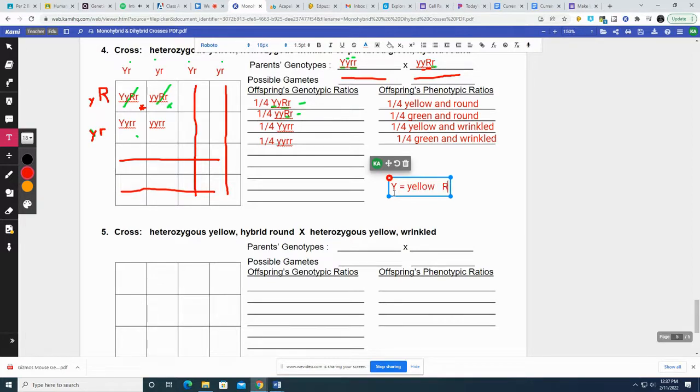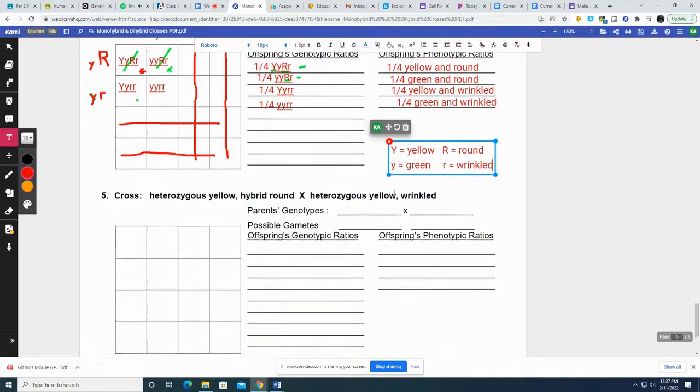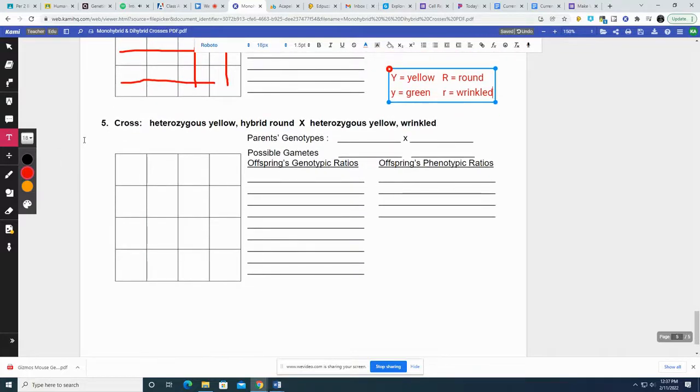What is it? Big R equals round. Little y equals green. And little r equals wrinkled. Boom. All right, now I don't have to keep going beep, beep, beep. I can just keep it right here. All right, here we go.